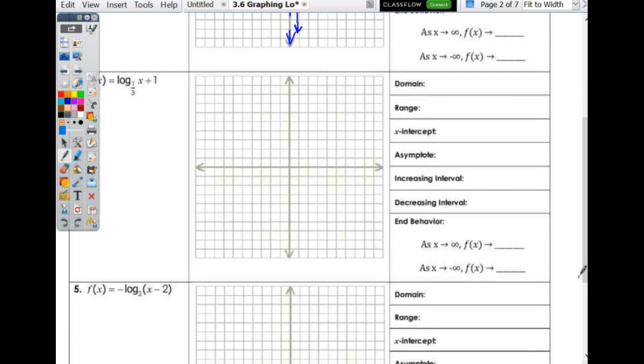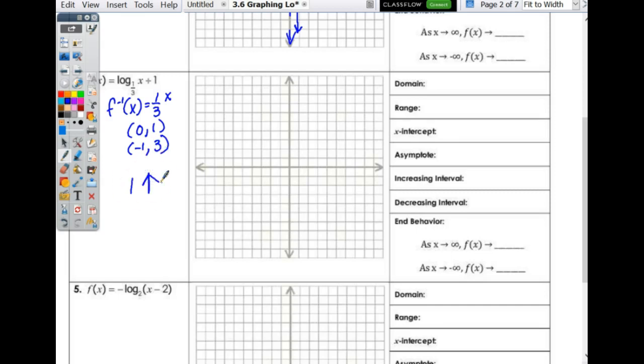Okay, so what's the base on this one? 1/3. So I'm going to have 0, 1. And what's my next point that I pick with the fraction? -1, and that makes my second point what? 3. And what's the transformation here?